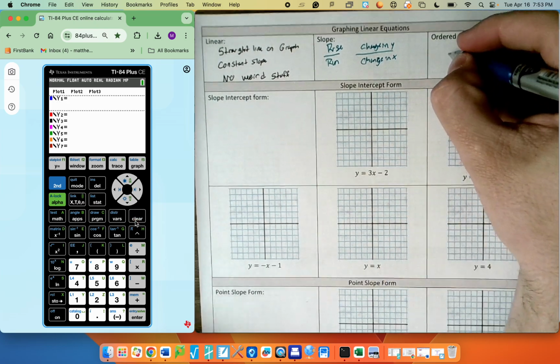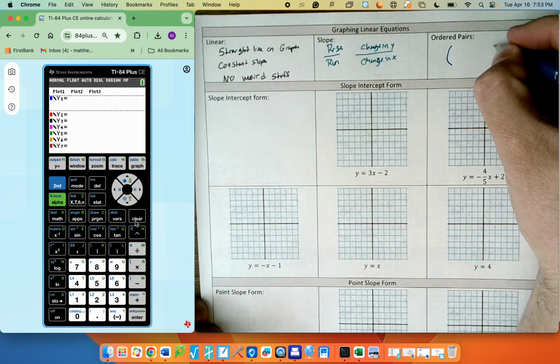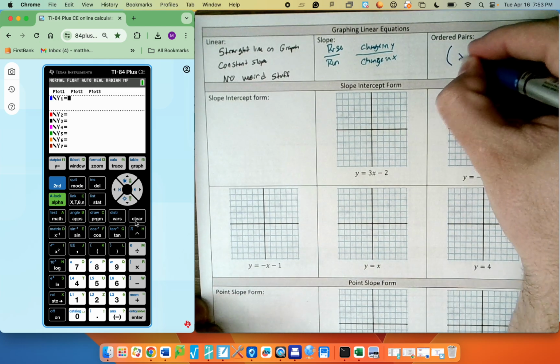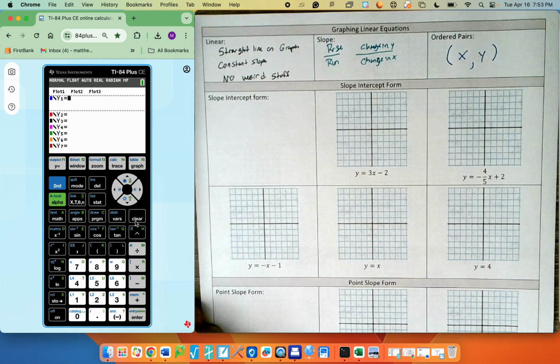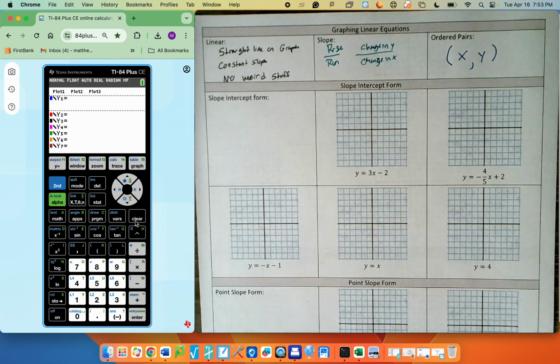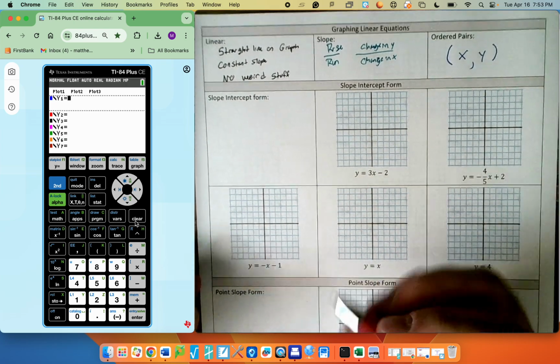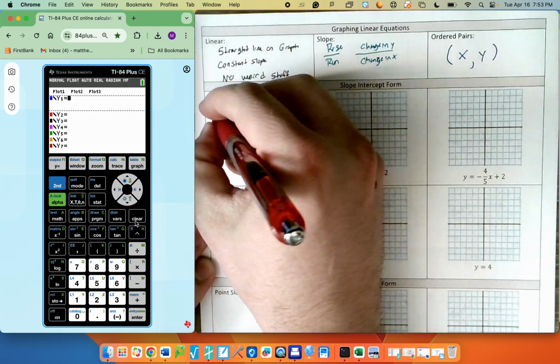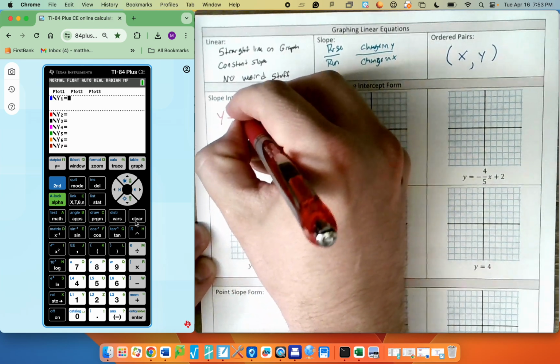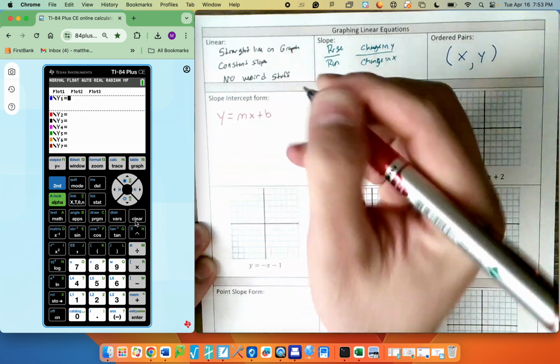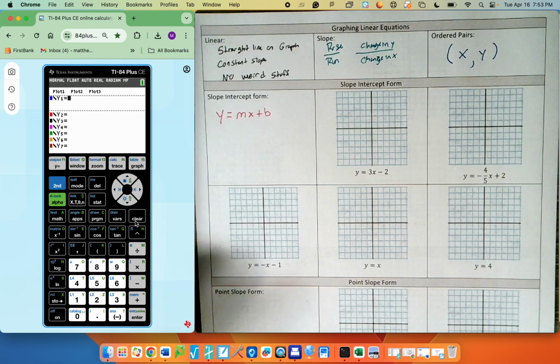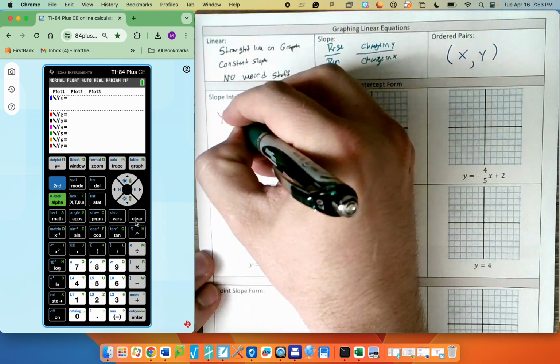And then the last thing, ordered pairs. Remember, these are our coordinate points. X before y. So there are 3 different forms that linear functions like to take. And the first one, our favorite, mx plus b. This is called slope-intercept form, and that's for a reason.